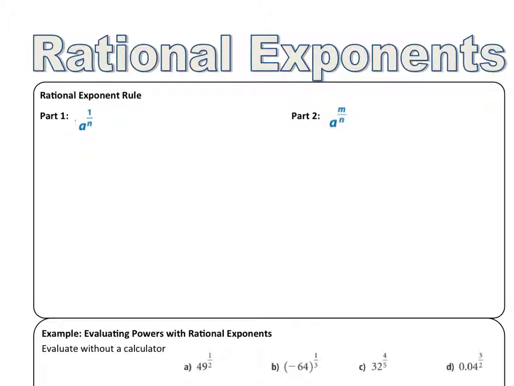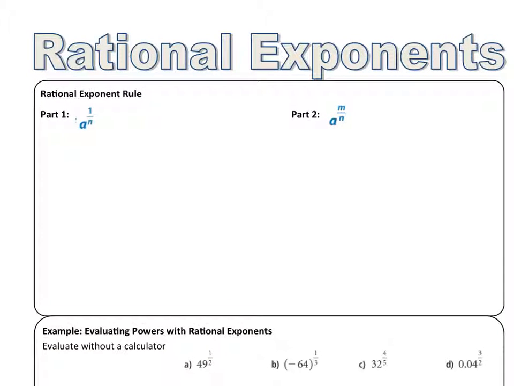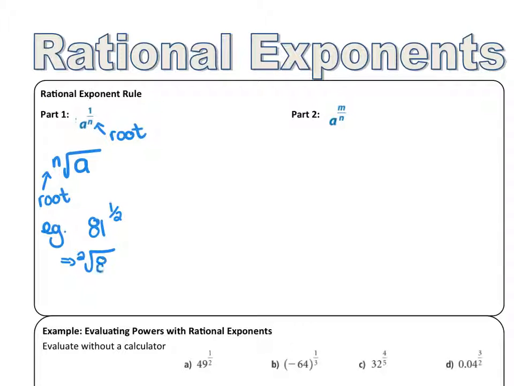fraction actually means. So part one of the rational exponent rule: if your exponent is 1 over n, what's going to happen is it looks like this. So n actually turns into a root. When you see it like this, the bottom number of that fraction is the root. For example, let's say we had 81 to the 1/2. Our exponent was 1/2. What you're going to do is take the square root of 81, which is 9.